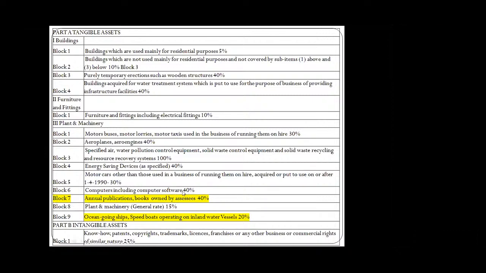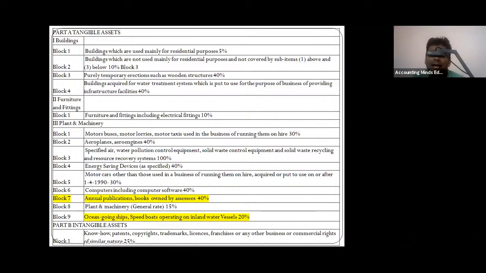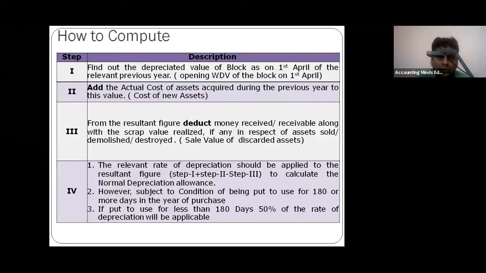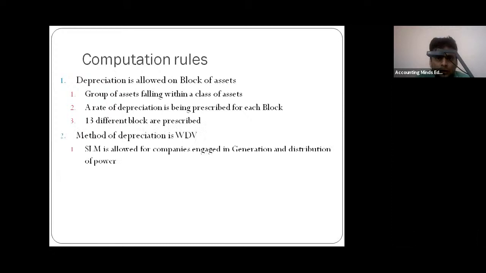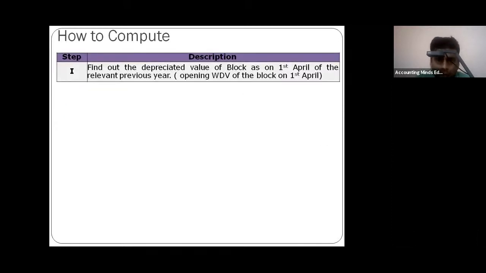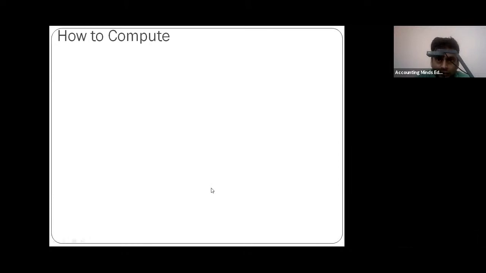So have a little glance and identify which are specific, like computers and motor cars. These are typical ones where a little change may happen. Now, intangible assets are at 25%. These are the rates specified under the Income Tax Act. Right, guys? Keep this handy. Today I'm going to send you the note. Go through it. Next, computation rules we have discussed. How to compute? Let us understand this.